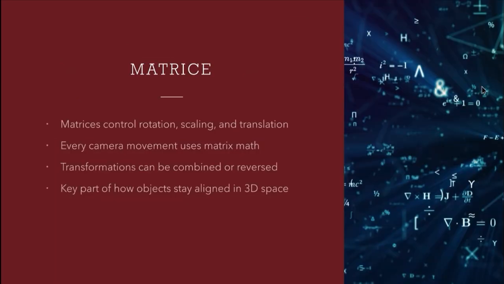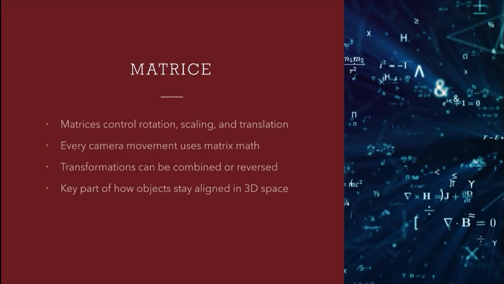The next thing was matrices. I also learned that matrices control rotation, scaling, and translation, which means they handle how objects move, turn, or change size. Every time the camera moves, matrix math is happening. Transformations can be combined or reversed, and that's a big part of how objects stay aligned in 3D space.